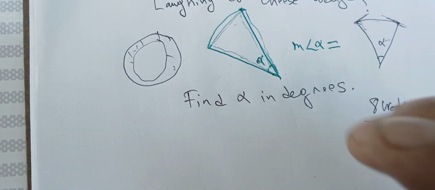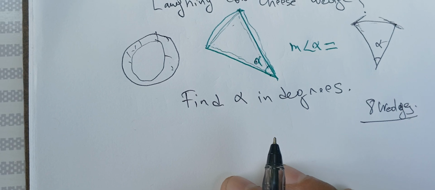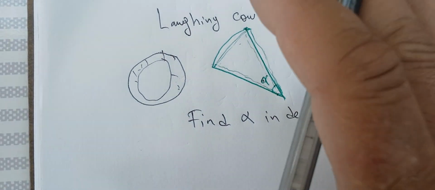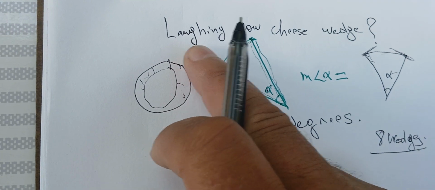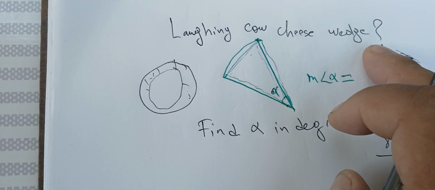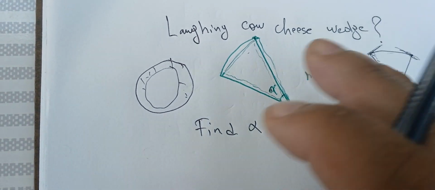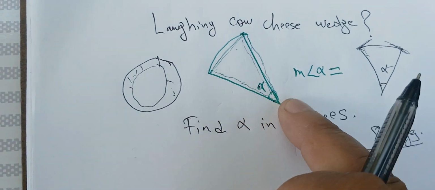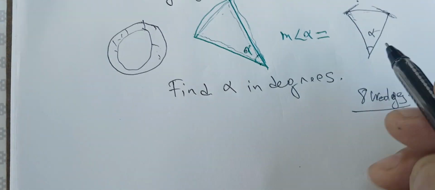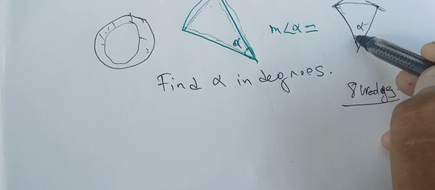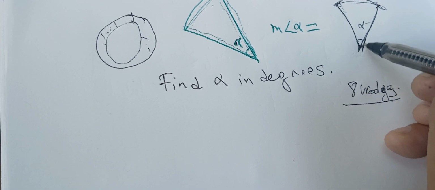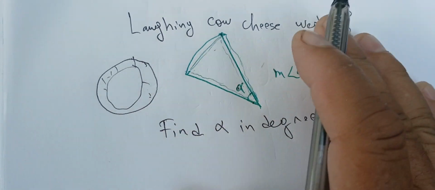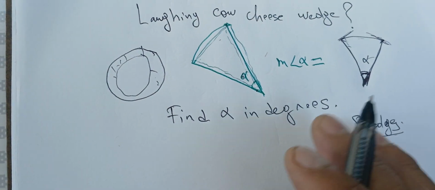So now how to compute this angle? If you want to solve this problem by yourself, stop here. Go find the Laughing Cow cheese wedge and try to look at it, if my explanation is not clear to you, and find this angle. So this is the cheese and we are looking for the measure of this angle here. If you want to continue, let's continue.